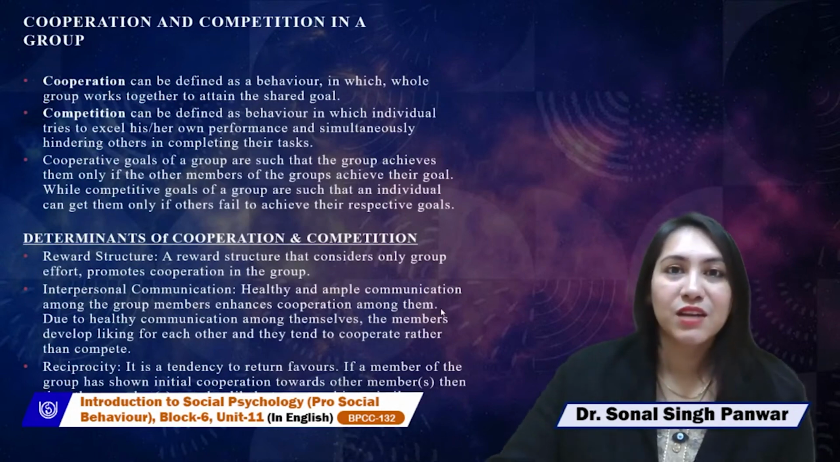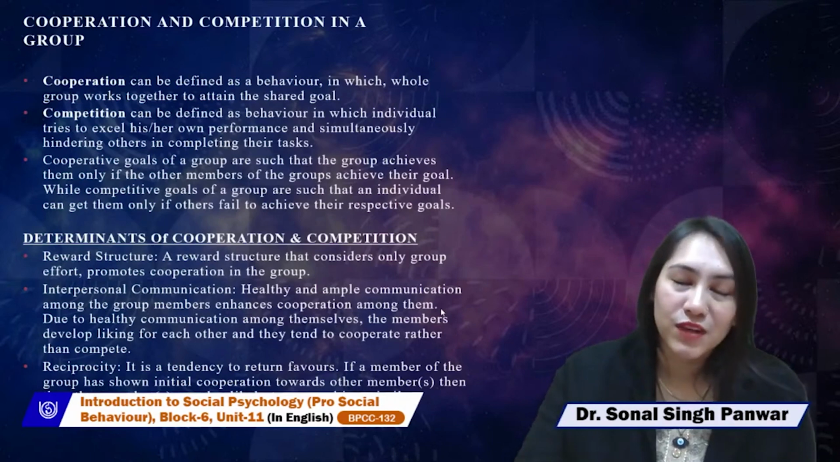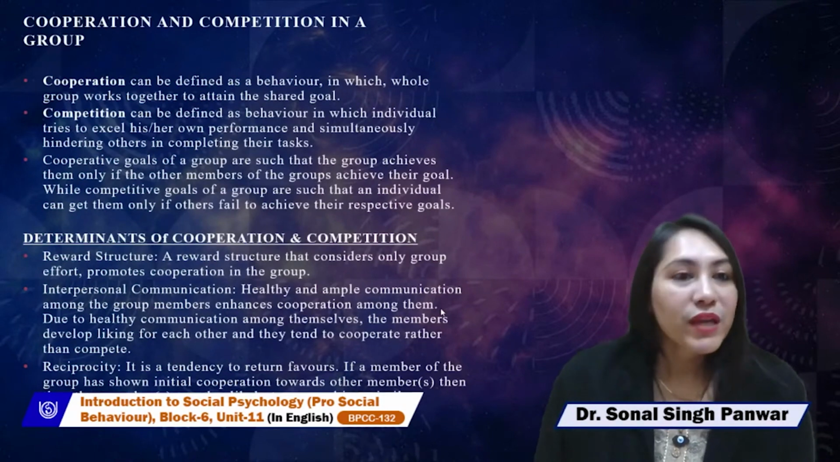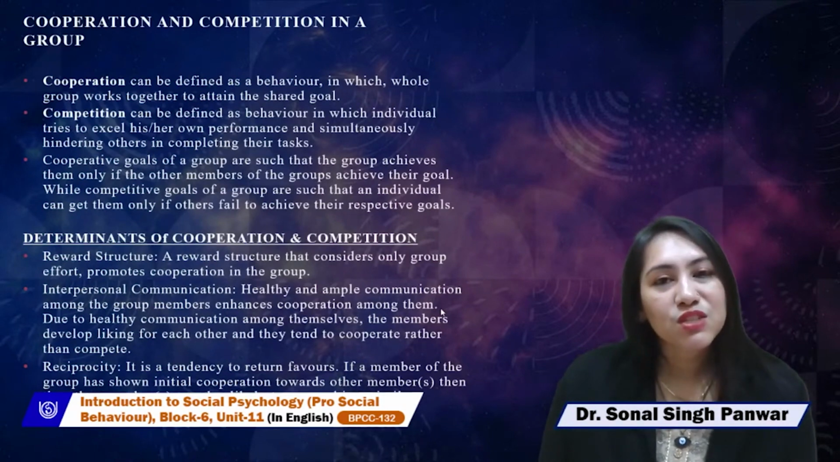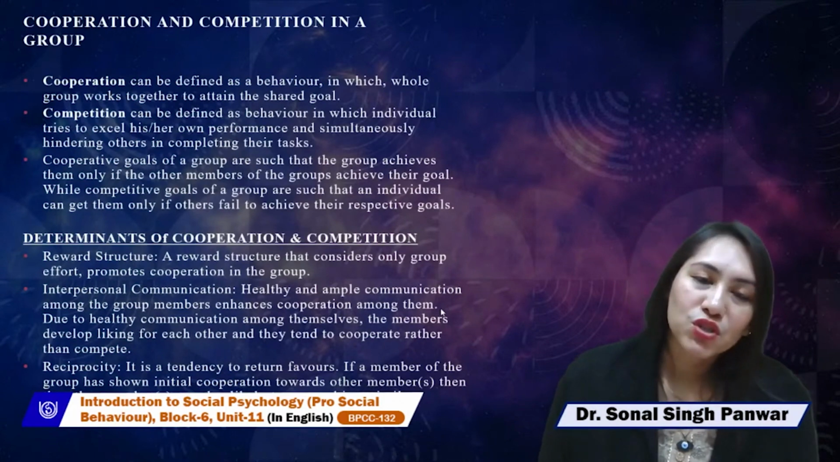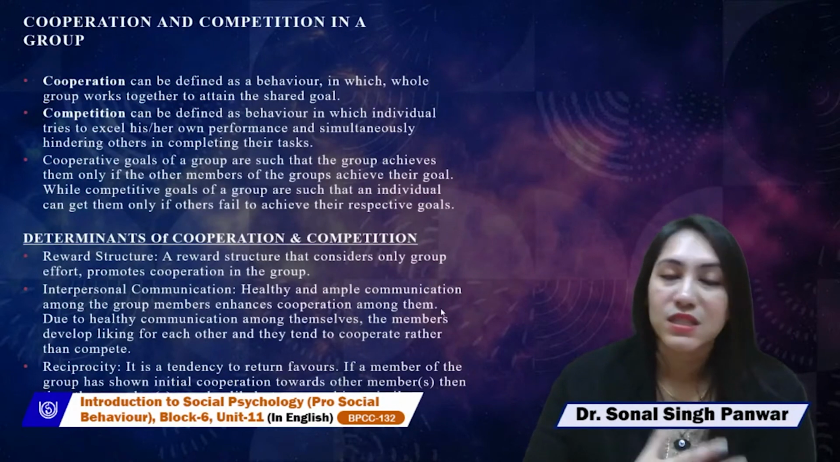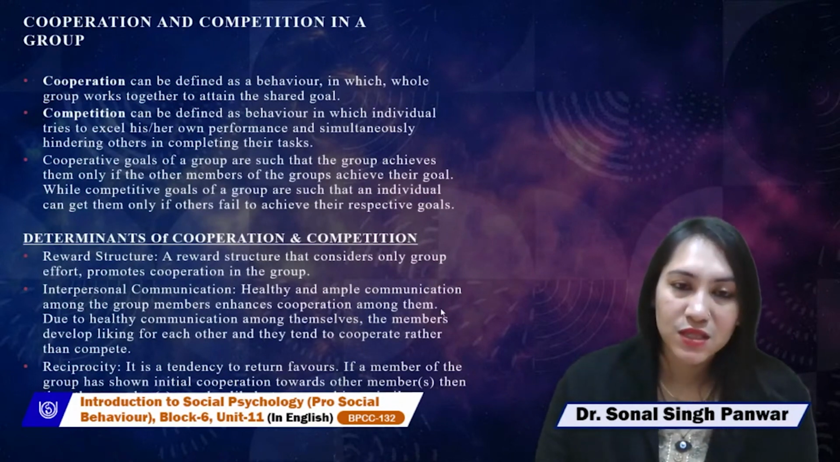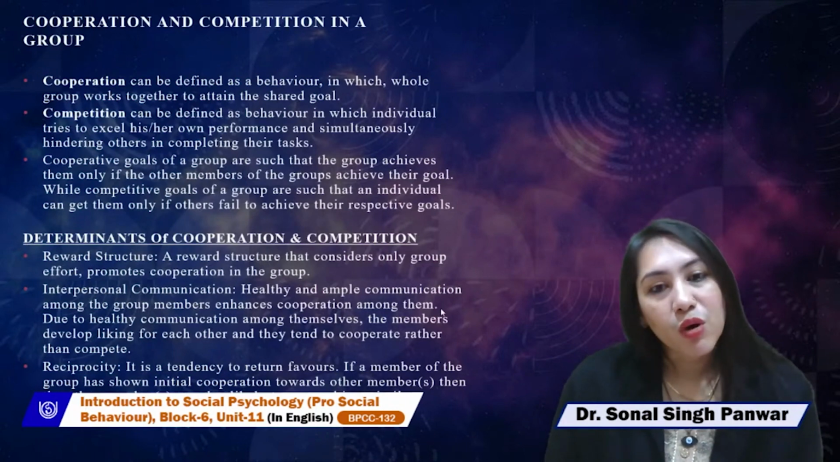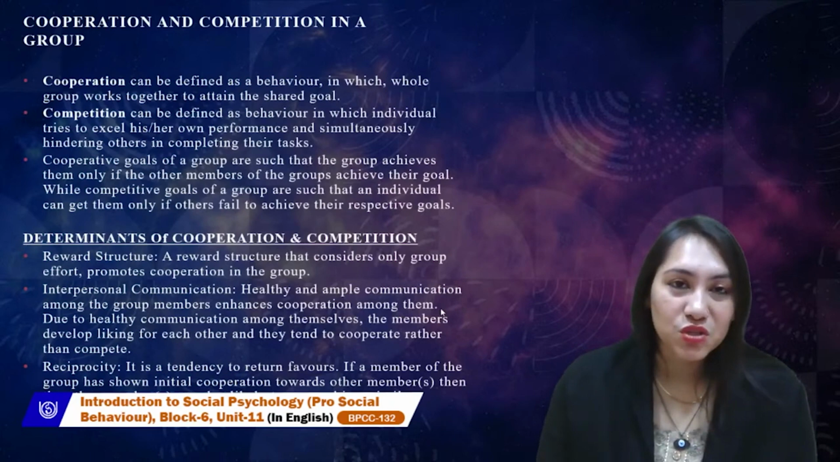When one runs faster, that leads to the next one running faster, and that further leads to the next one running faster. We have cooperative goals, goals which help in achievement of a group goal. There are individual goals which are competitive goals, which lead to completion of respective individual goals. There are no group goals in competitive goals. And what are the determinants of cooperation and competition? What is determining cooperation and competition?